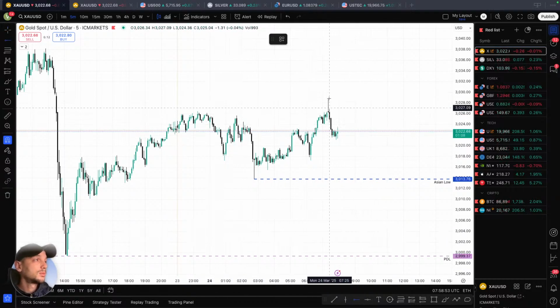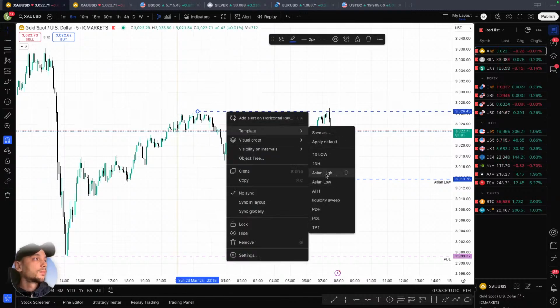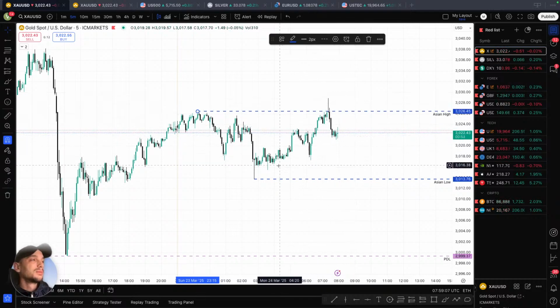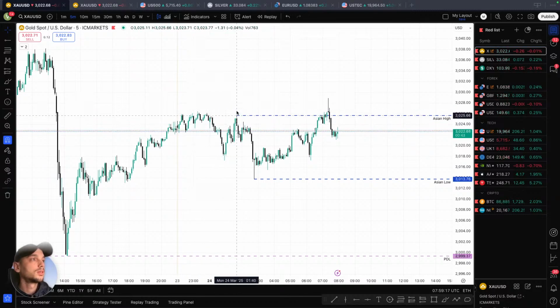So the high is gonna be before 7 o'clock because at 7 o'clock we have the Frankfurt session, and they already took this high in Frankfurt. Price is a bit choppy since this morning. Oh, this is yesterday. This is the low of Asia.